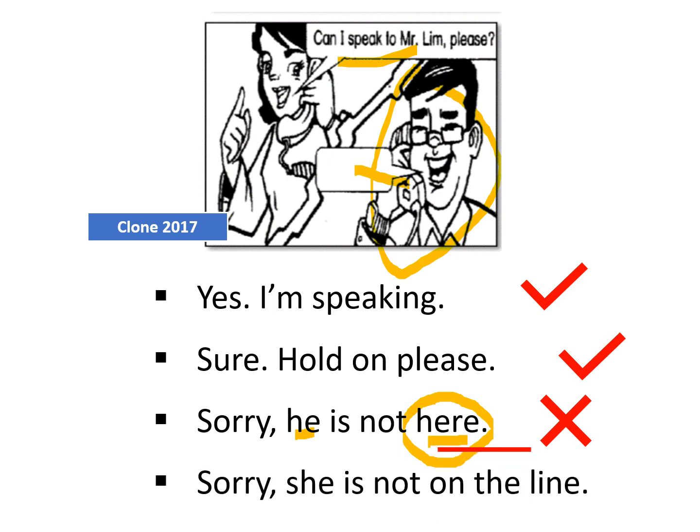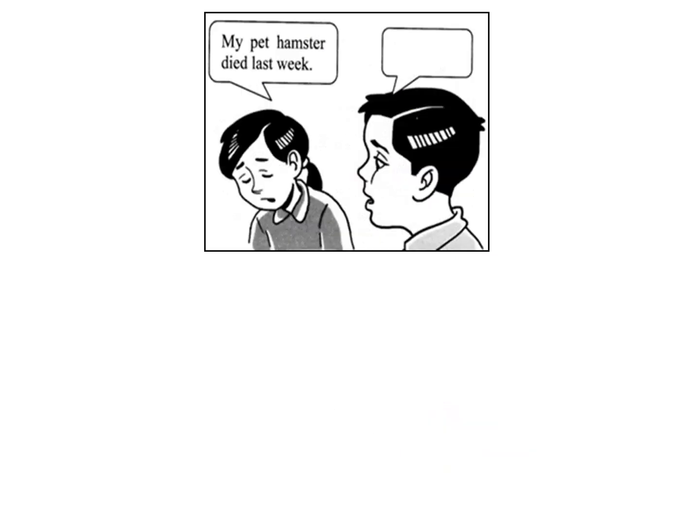"Sorry, she is not on the line." The use of she here is wrong. It should be he. So, when you make this kind of mistake, like number 3 and number 4, in UPSR, you'll get 0, right? Please be aware of that. Let's look at the next question.